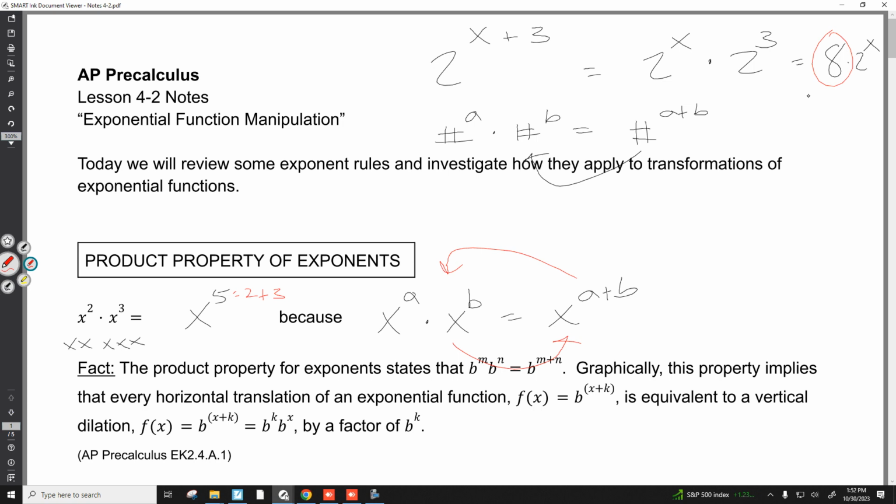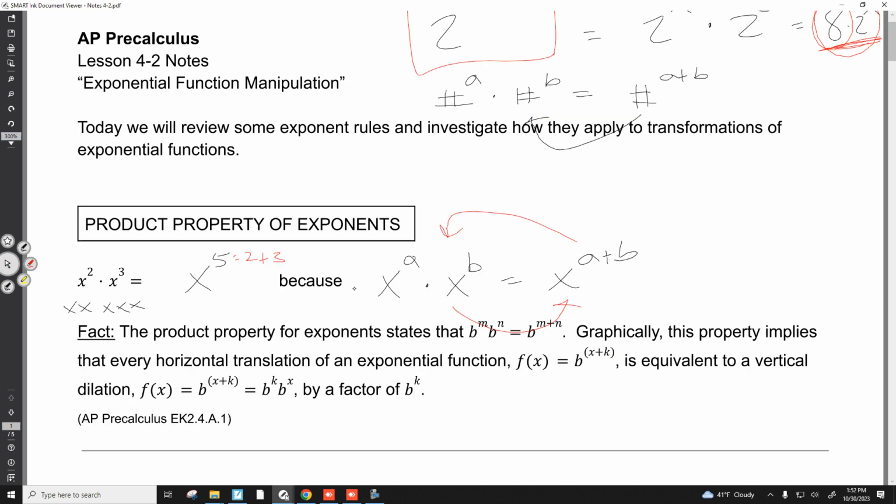This is it. Cool. What we will realize is that this is a horizontal shift. This is a vertical dilation. We had it on our quiz today. We will find with exponential functions that there are equivalences of horizontal shifts and vertical dilations. And let me show you an example.